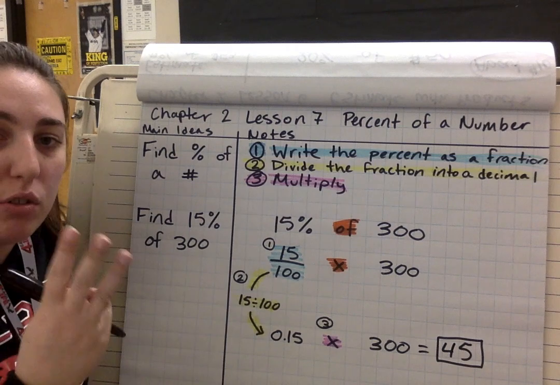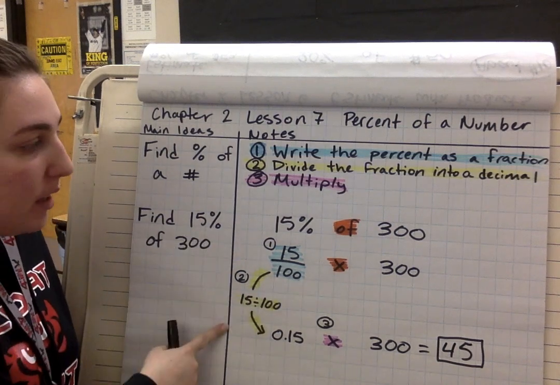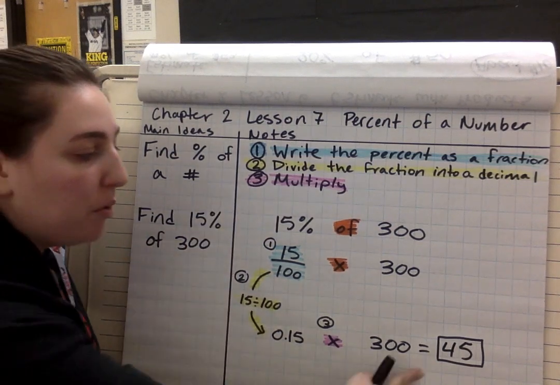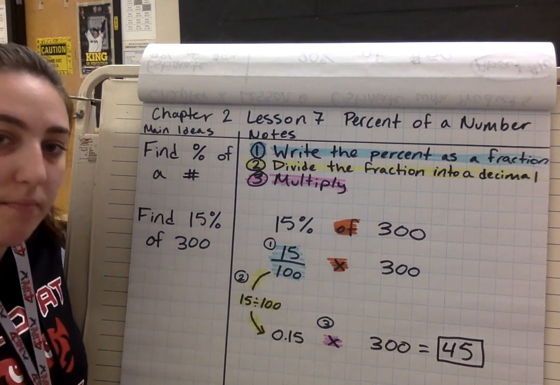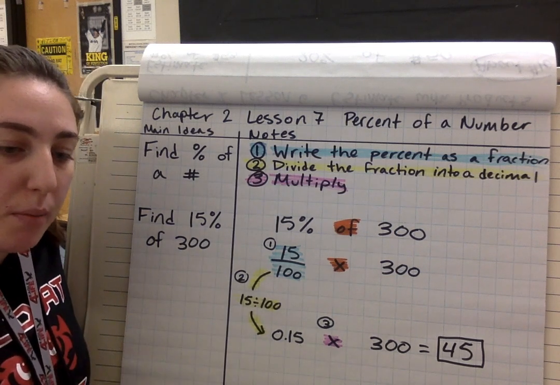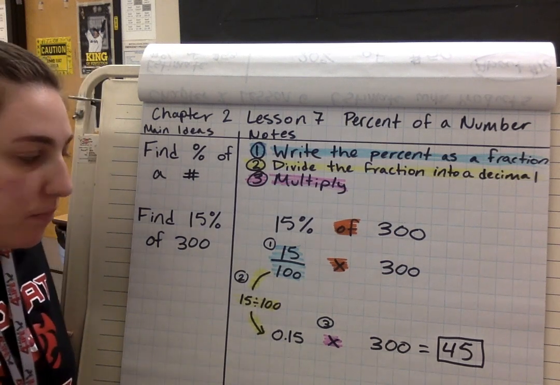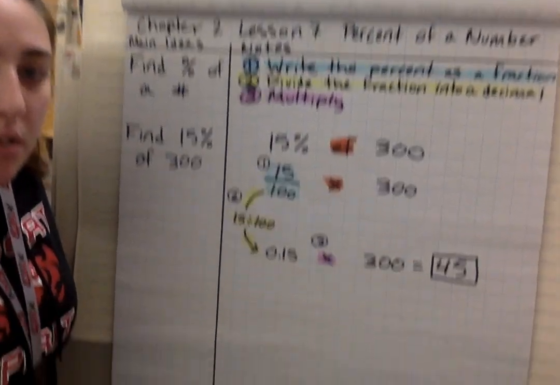Okay, we followed those 3 steps. We did exactly what it was telling us to do, and we were able to find the answer. Okay, so that was the first problem. We're going to do 2 more. Here's the second one.